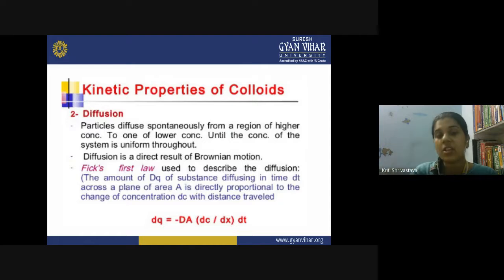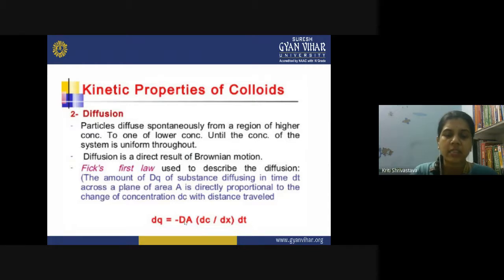So this Fick's law says that the amount of substance diffusing in the time dt is directly proportional to the change in concentration. The change in concentration with the distance travelled is dc upon dx, and dq is the amount of substance that is diffusing in time dt. So this is my Fick's law.